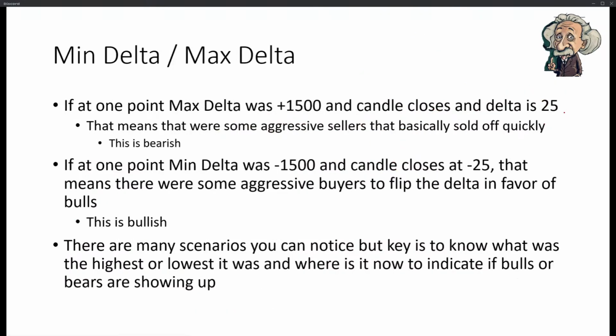Okay. Min max, so there are just more examples. If you think about it, max delta is the highest delta it's been. If the delta in this example I gave is 1500 plus, and the candle closes green at the top at 25, this is bearish, because all those aggressive buyers got absorbed, right? So that's another way to notice the absorption at the top. And the reverse is true as well.